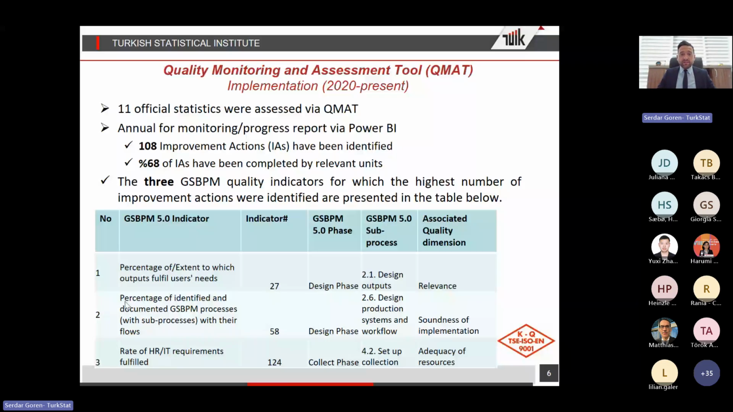It is a really detailed tool because we implement a self-assessment questionnaire, and we also analyzed and searched all the documents, manuals, handbooks, and regulations, and we do focus group meetings, etc. So it takes a lot of time. We finished for 11 official statistics, and we report the results of the official quality assessment to top management, and also we monitor improvement actions.